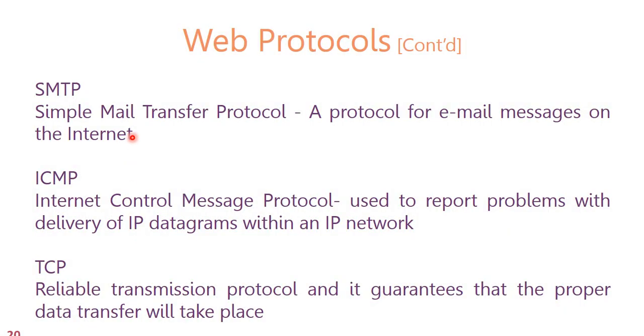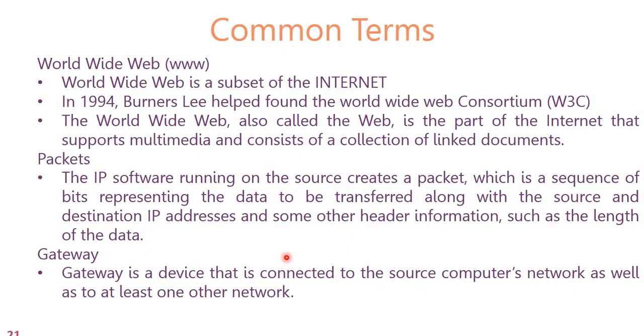Now SMTP, ICMP and TCP. SMTP is the Simple Mail Transfer Protocol, a protocol for email messages on the internet. ICMP, Internet Control Message Protocol, is used to report problems with delivery of IP datagrams within an IP network. Transmission Control Protocol is a reliable transmission protocol, and it guarantees that proper data transfer will take place.